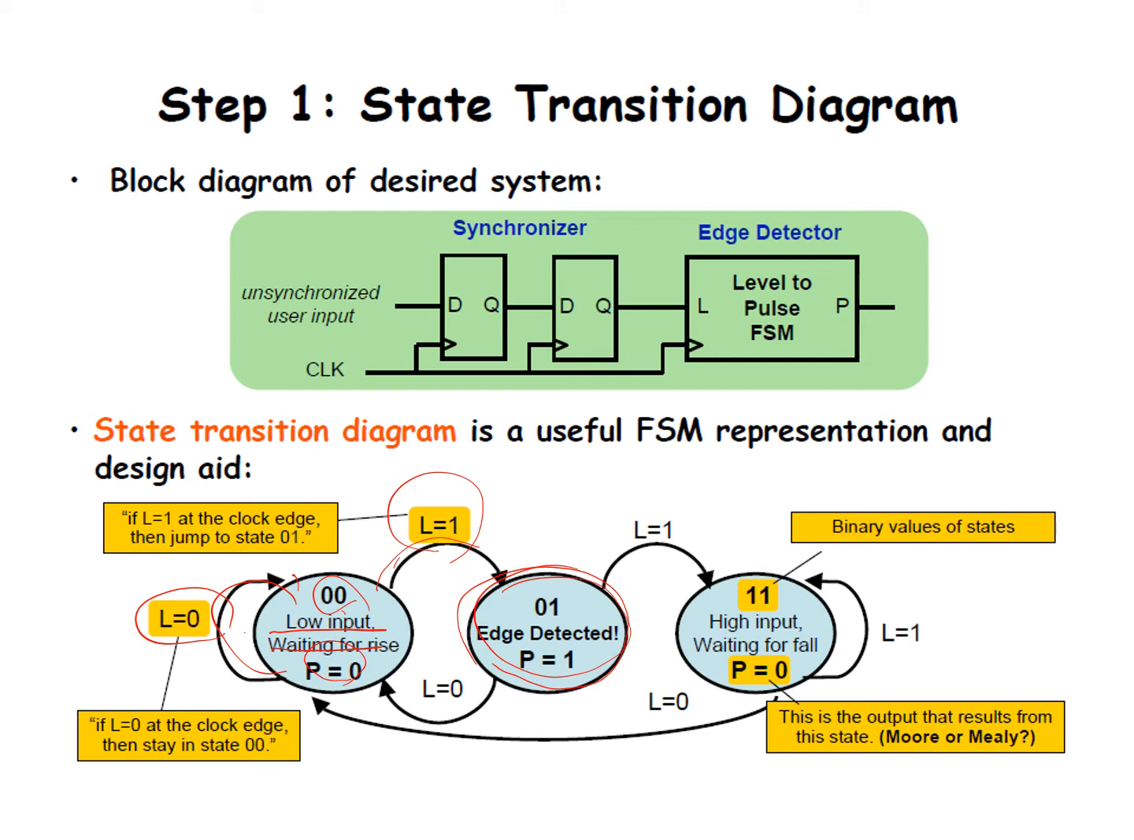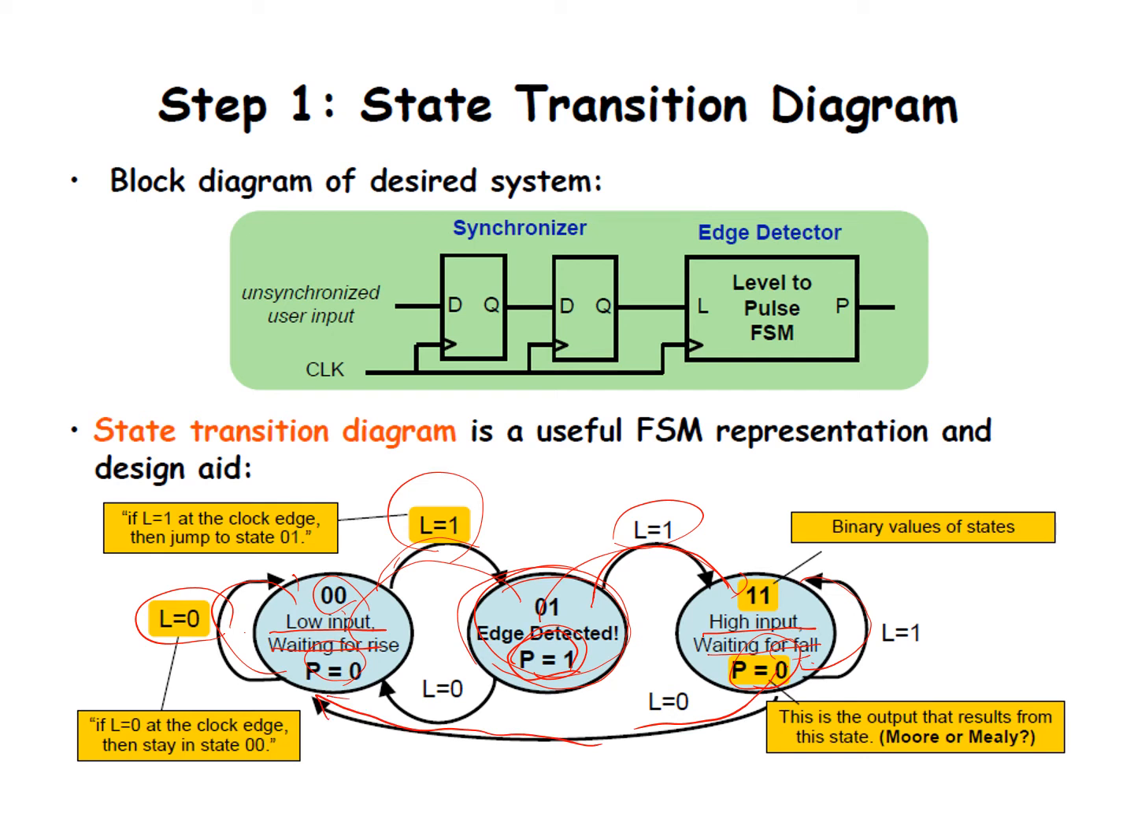We go into that state, generating output pulse 1, and then immediately, if L is staying high, we go to another state, high input but waiting for the fall, so the output goes back to 0. So this 1-to-2 transition generates the one single pulse, and then if L stays high, we keep in this state, and once L goes down, we go back to the original state.